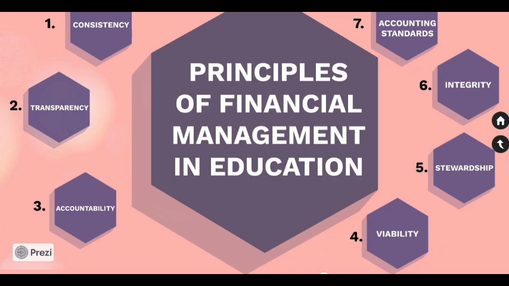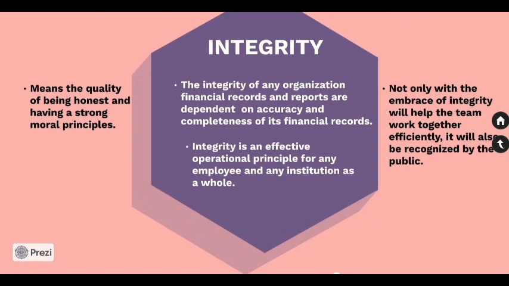The sixth principle of financial management in education is integrity. It means the quality of being honest and having strong moral principles. The integrity of any organization or school's financial records and reports depends on the accuracy and completeness of its financial records. Integrity is an effective operational principle for any employee and any institution as a whole. Not only will the embrace of integrity help the team work together efficiently, it will also be recognized by the public.